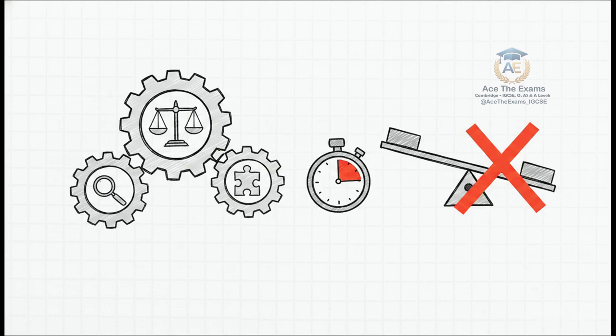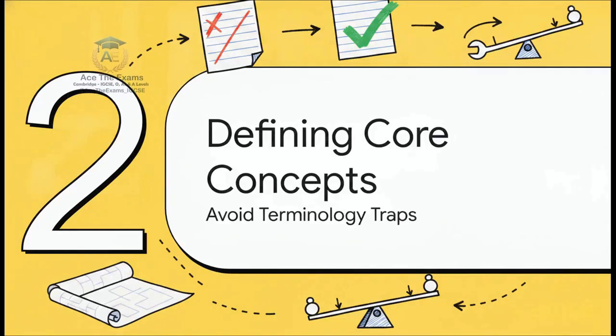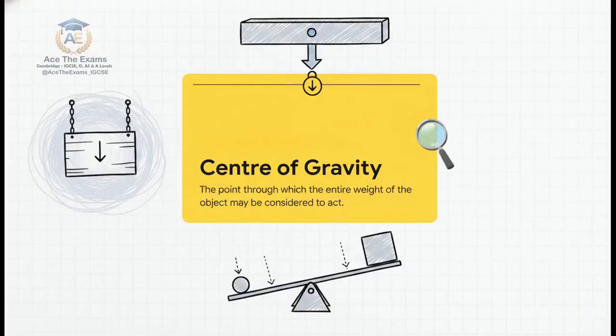Top marks demand you nail all 3 of these domains simultaneously. Okay, moving to Section 2, defining the core concepts. This is where we learn how to avoid those nasty terminology traps. Precision here is absolutely crucial. You must strictly define center of gravity before you use it in any extended response. This avoids the terminology traps examiners are constantly flagging.